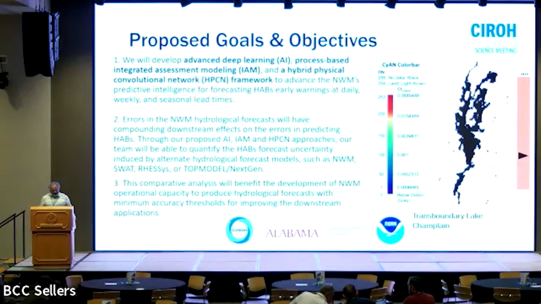We're especially looking into how errors in the National Water Model hydrological forecast, when we pass them through the process-based models, have compounding downstream effects on the errors in the prediction of the HABs. In this way, we are able to understand how to develop the next-gen model and build actionable intelligence about these errors going through the system, but also improve the forecast for these harmful algal bloom early warning, early action systems.